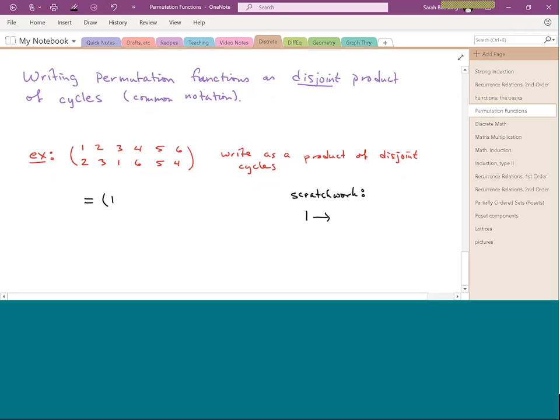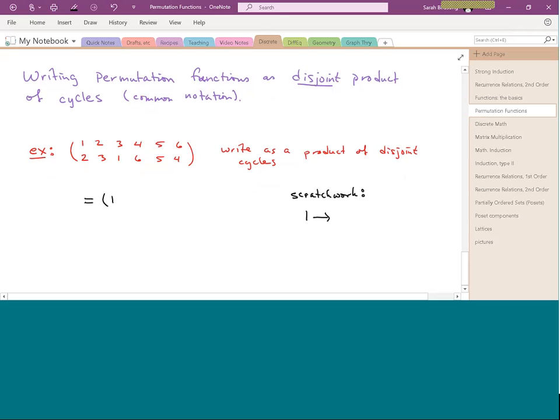What do you guys think? 1 is mapped to who? And you're looking right up here. Oh, yep, 2. Now, here's the part that makes this a cycle. Now, who is 2 mapped to? So using the exact same permutation function, 2 goes now to who?